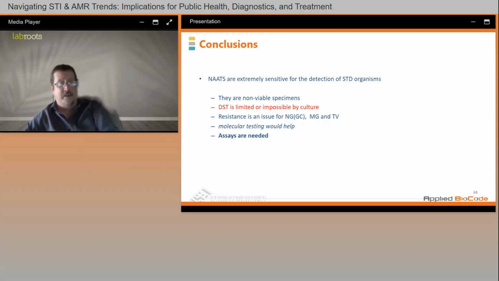And it might be the only opportunity we ever get to determine drug susceptibility, because again, as I said a few times, these organisms aren't alive when we do NAT testing. So we really do need to develop molecular-based tests to take advantage of this tactical opportunity to treat.